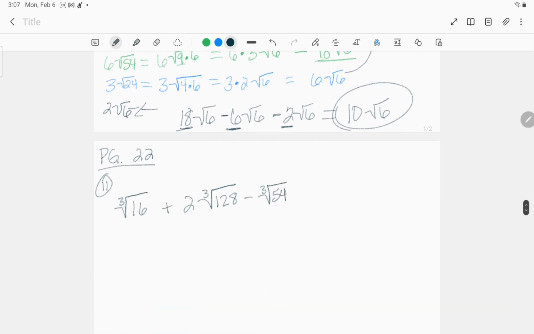We'll do one more. We'll go over to page 22, and I will do number 11 on page 22. I'm doing number 11 because it is the cubed root. So it changes it up just a little bit for you. And that's fine. We're just going to go with it. Okay?